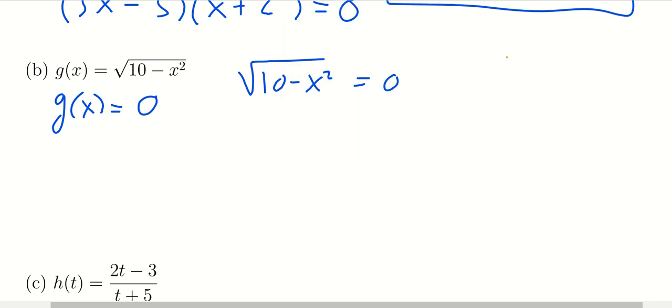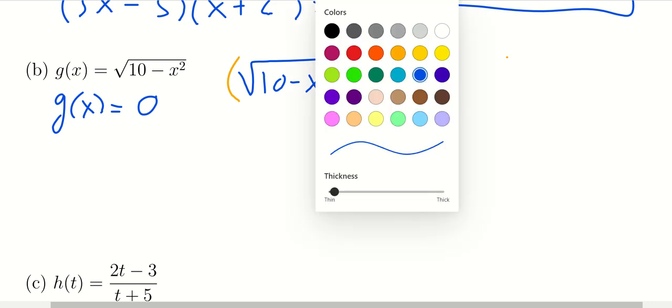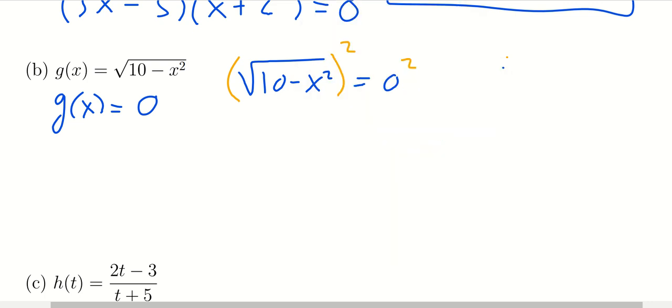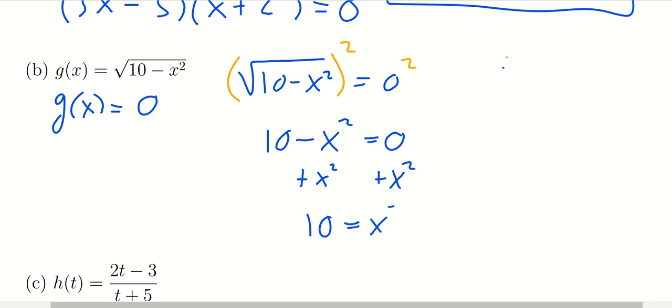To get the x by itself, we already have the radical isolated, so we can go ahead and raise both sides to the second power. So square both sides. On the left-hand side, the square root and the square cancel, so we get 10 minus x squared equals 0 squared, which is 0. From here, we can actually solve this quadratic by using the square root property because the x to the first power term is missing. So I'm going to add x squared to both sides. That will give us 10 equals x squared.